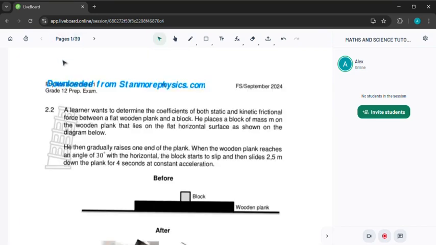Right, so they are saying that he places a block of mass M on the wooden plank that lies on the flat horizontal surface as shown on the diagram below. He then gradually raises one end of the plank, and when the wooden plank reaches an angle of 30 degrees with the horizontal, the block starts to slip and then slides 2.5 meters down the plank for 4 seconds at a constant acceleration. So that is happening after, right? So there's a before and then there's a part of after.